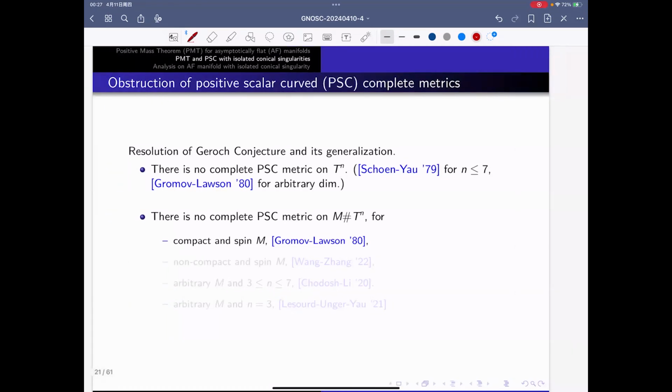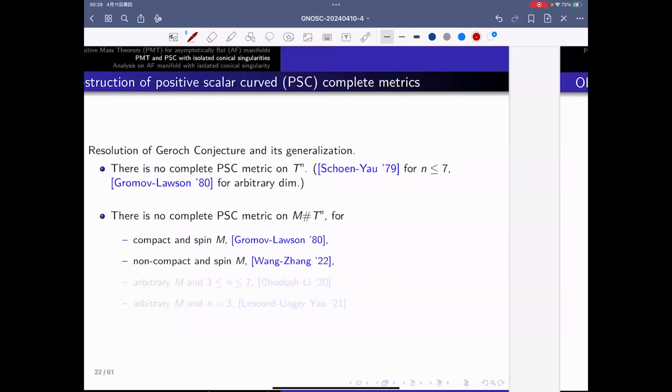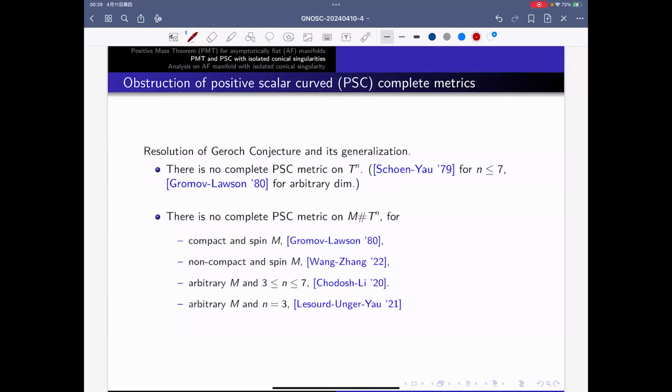And in recent years, there are some extensions of Gromov-Lawson's work. One is by Xianzhe Dai and Professor Witten. They extend the spin manifold M to be non-compact. And another is by Chodosh-Li. Yeah, it's for arbitrary M, but the dimension is restricted. I think as Gromov remarked, this should be less than or equal to 8, right? And also in dimension 3, it's proved by Nakajima and Yau.